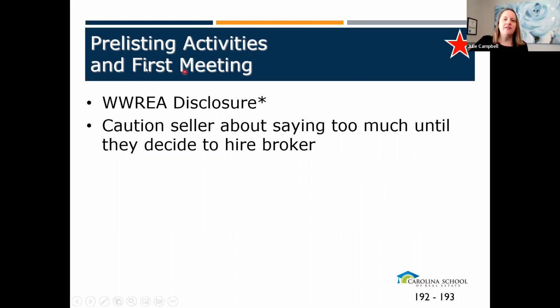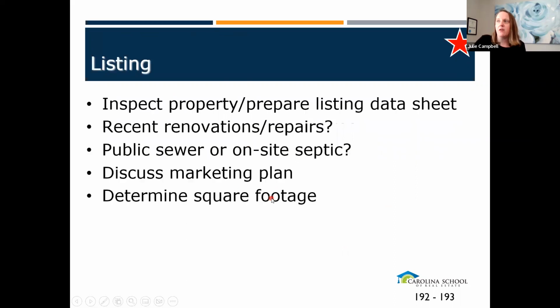So pre-listing activities, first meeting, again, we're always on alert for that first substantial contact. Maybe it happens on the phone, maybe it happens when you get to the house. Either way, we need to make sure that we're doing it very early on in the relationship, before we hit that first substantial contact.